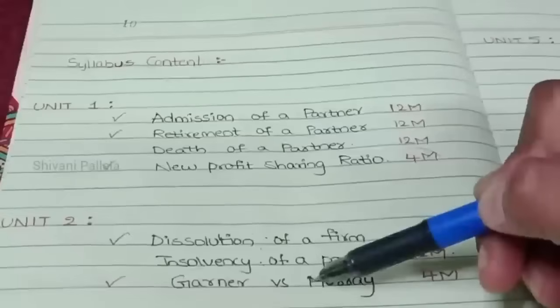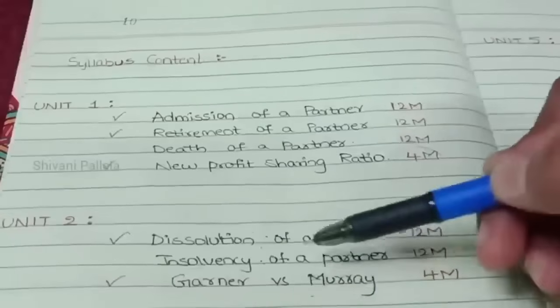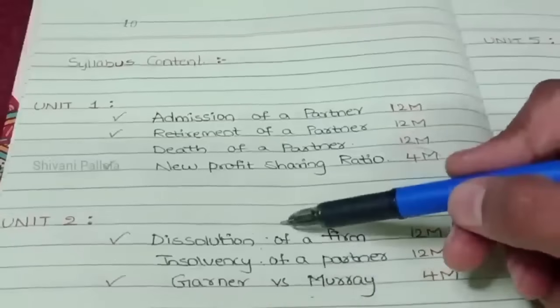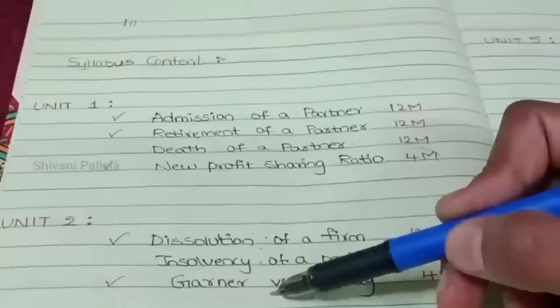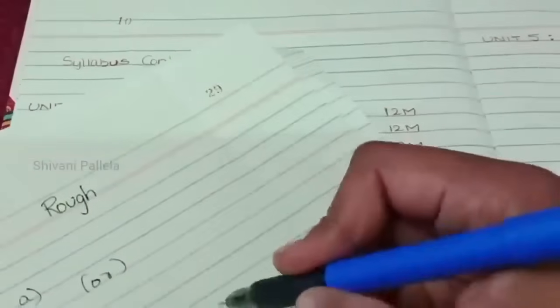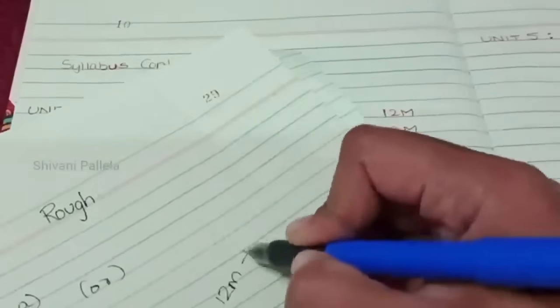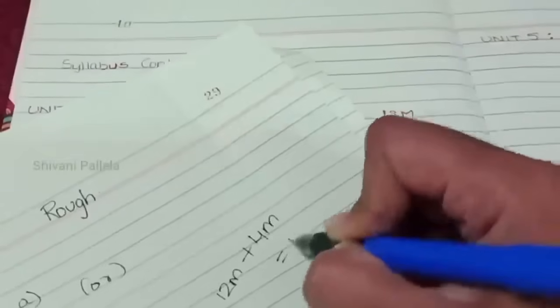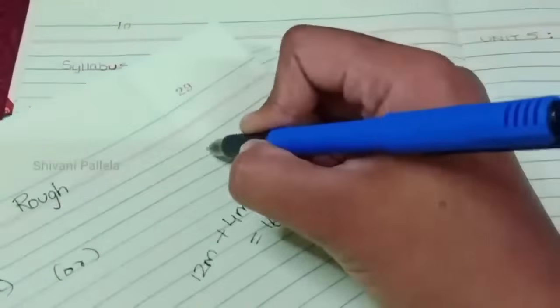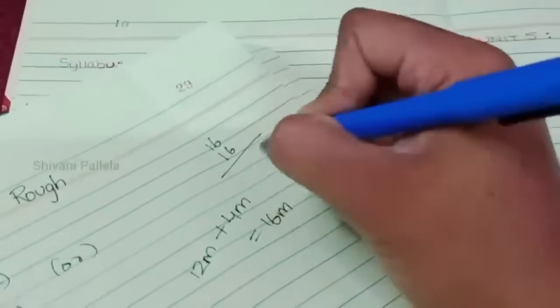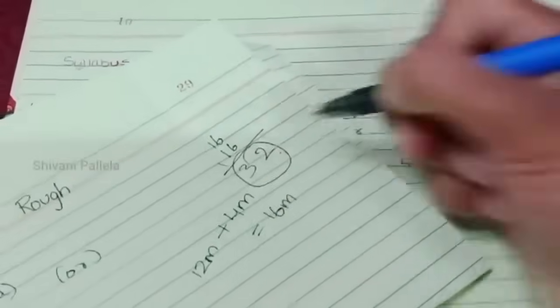I will discuss this in the next video. From unit number 2, if you learn dissolution of a firm and Garner versus Murray, then you can attempt a 12 marks question and one short question, which is 16 marks. Here you get first unit 16, second unit 16, so 32 marks you are attempting here.